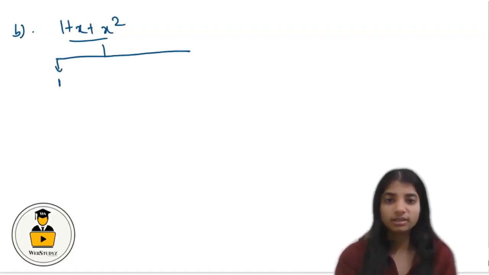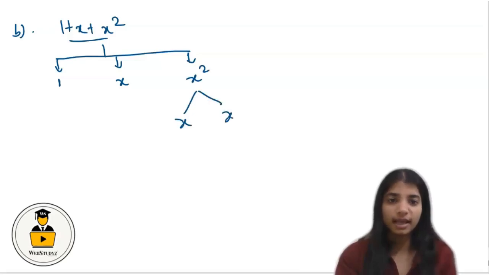Part B is 1 plus x square. This is given to us, so we have to identify its factors and write them down using the tree. Its first factor is 1, its second factor is x, and its third factor is x square. Now there are factors for x square as well, which are x and x. So this is the answer to part B of this question.